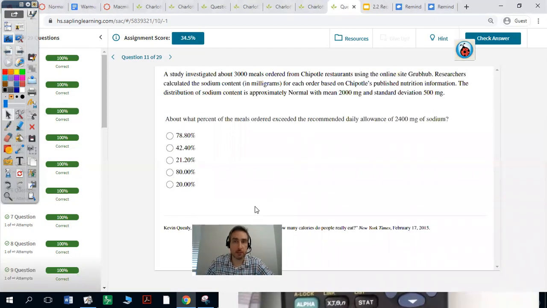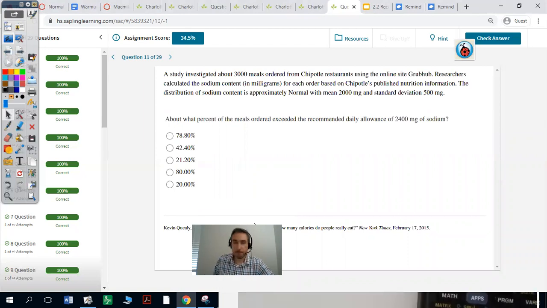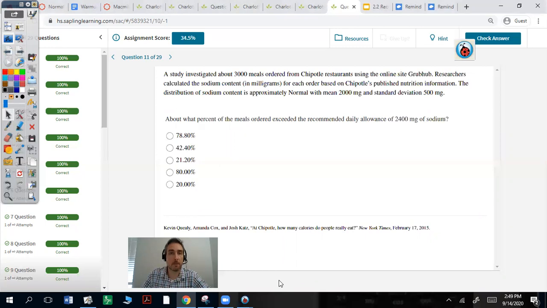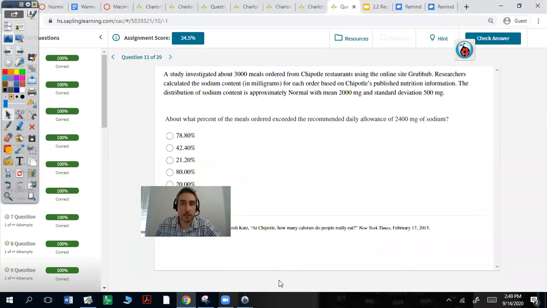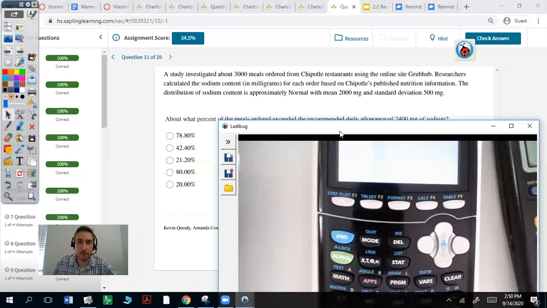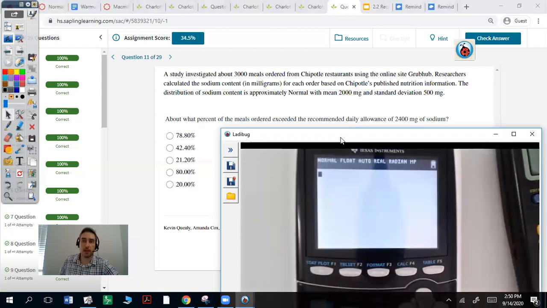And most of your data is going to be done with the calculator. Let's do this one. I'm going to stick with the 84, but know that with the 83s, you're doing the same thing. You're just using commas instead of inputting it in the menu. All right, a study investigated about 3,000 meals ordered from Chipotle restaurants using the online site Grubhub. Researchers calculated the sodium content for each order based on Chipotle's published nutrition information. The distribution of sodium content is approximately normal, with a mean of 2,000 milligrams and standard deviation 500. So we're just going to answer the question. What percent of meals ordered exceeded the recommended daily allowance?